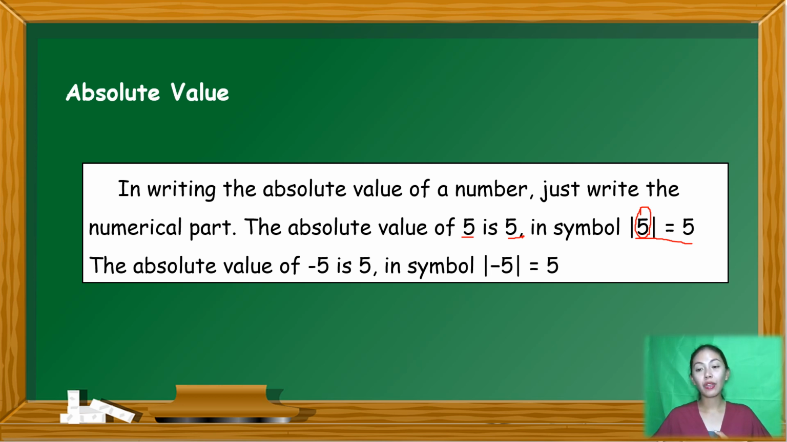Later on, you will illustrate that one and see why it is always positive. We will use the number line to illustrate the absolute value. The absolute value of negative 5 is 5. In symbol, the absolute value of negative 5: the numerical part is only the 5, so that is equal to 5.